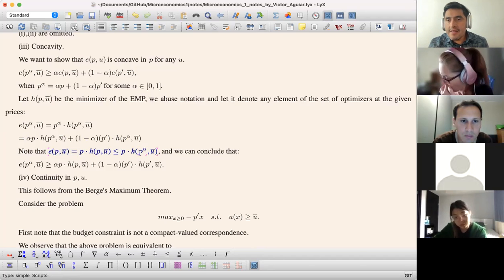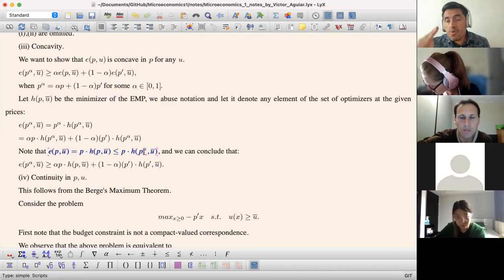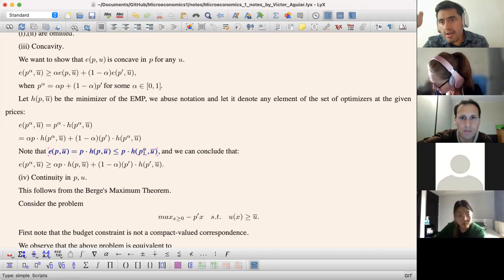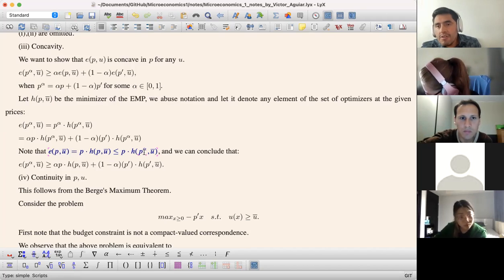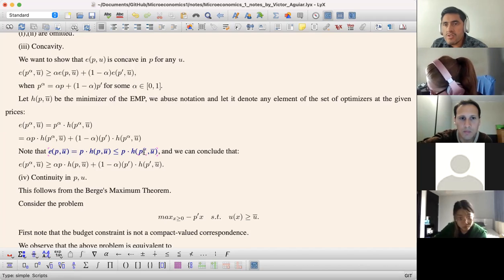So the only thing that's changing is prices here. If I take the Hicksian at P alpha, that has to be weakly above the H of P, because at prices P, the minimizer of the expenditure is H of P. So H of P alpha has to be weakly above because it's no longer a minimizer. By definition, the minimizer has to be below everything else, and H of P alpha is something else, hence has to be above. As simple as that. Do you understand?